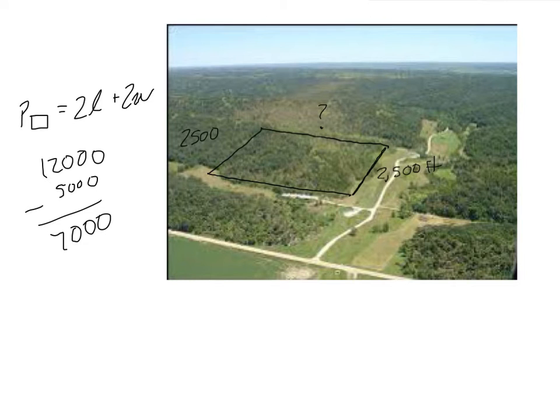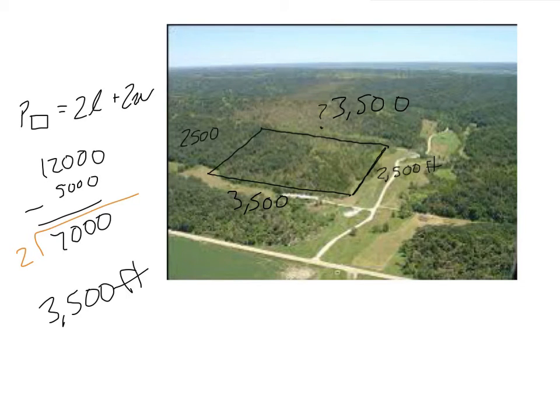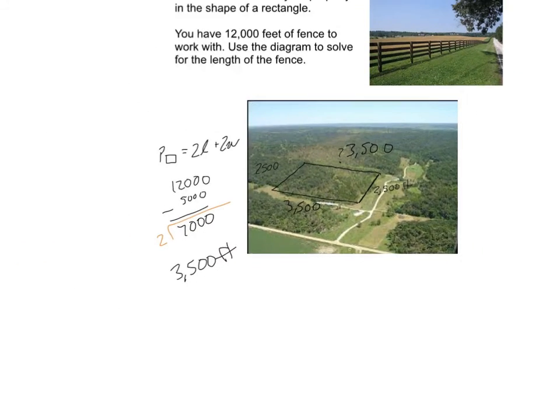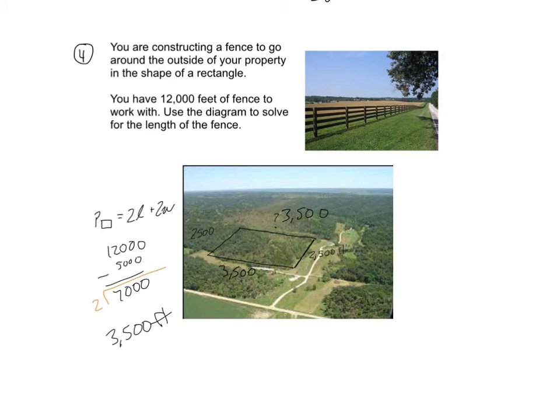Fortunately, we're working with a rectangle, which makes things simple. I'm going to split this remaining 7,000 up between those two sides. So 7,000 divided by 2 is 3,500 feet. That means each of those sides is 3,500. And I bet if you take 3,500 plus 2,500 plus 3,500 plus 2,500, you will get the 12,000 feet of fence that you were given to work with, and that's your answer.